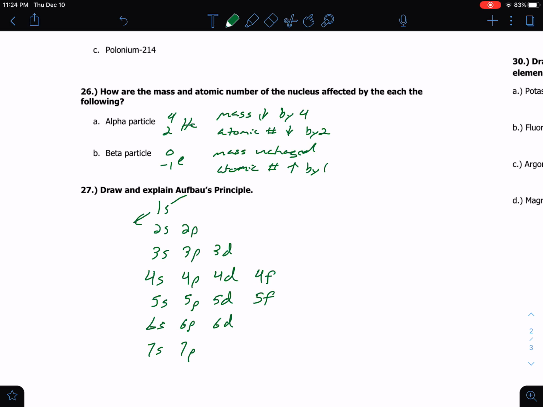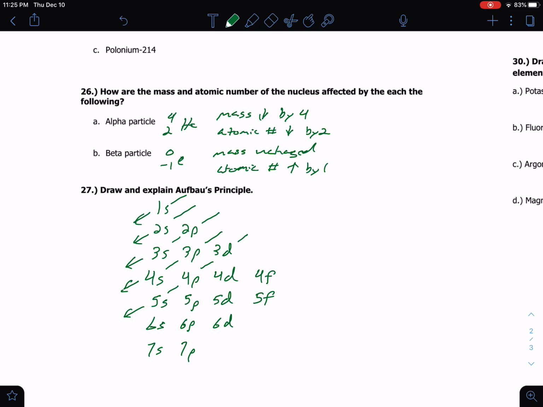So we had to start at 1s, and then we went to 2s, then 2p, then 3s, then 3p, then 4s, and then 3d, 4p, 5s. So you kind of get the gist of that now. Okay, so that is basically the order of energy levels.